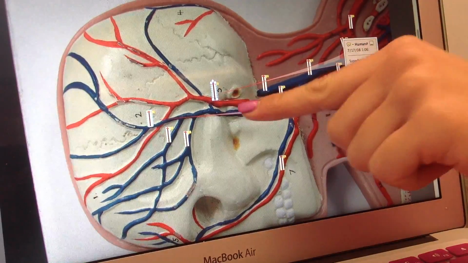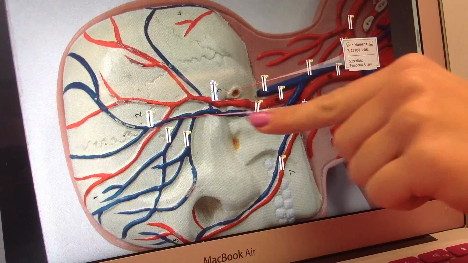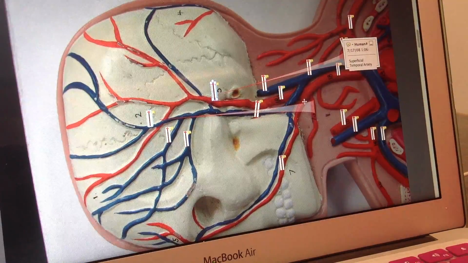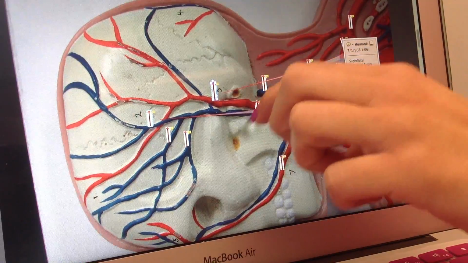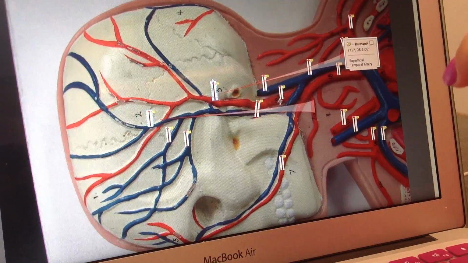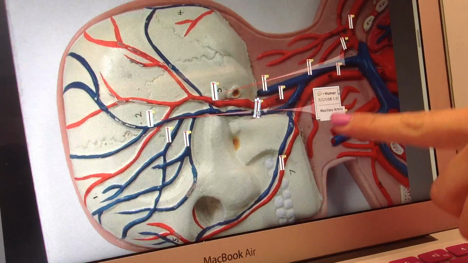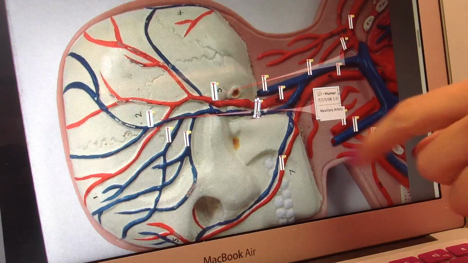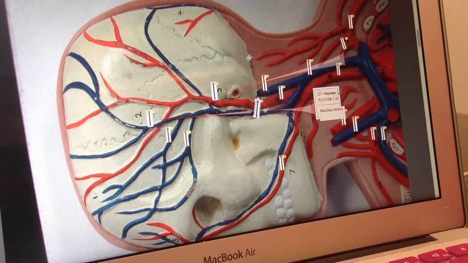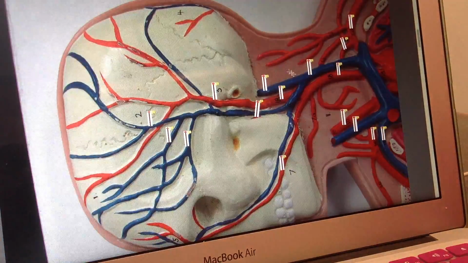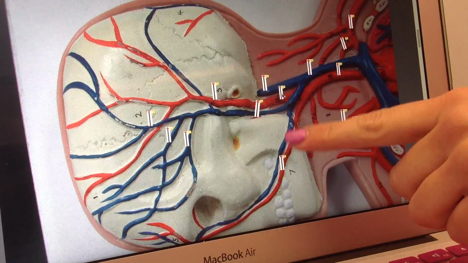Moving down on the side of the neck, you won't really see it, but it's a little bit dipped in, you're going to see a little artery there. This artery is going to be the maxillary artery. Again, that artery right here on the side is the maxillary artery, and it's red. So it should be an artery.